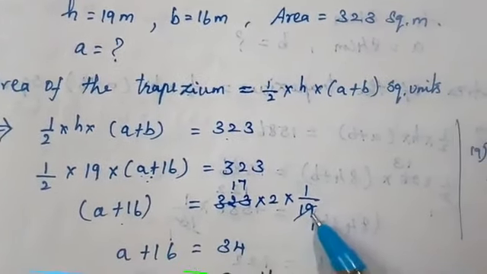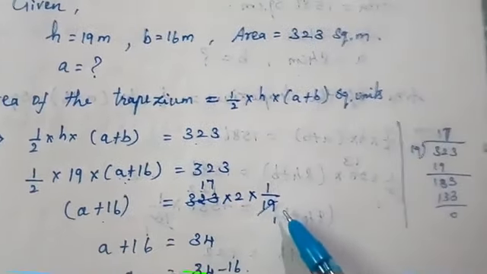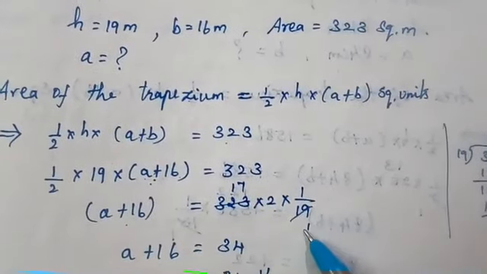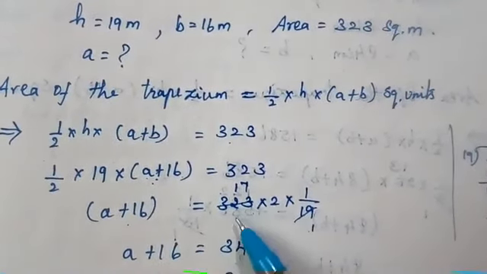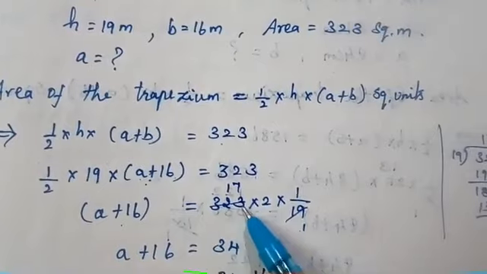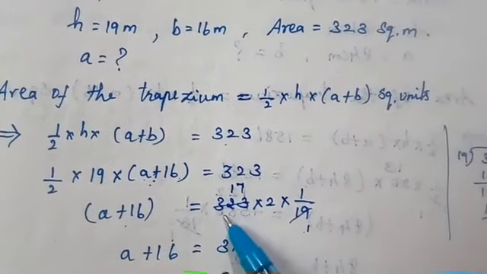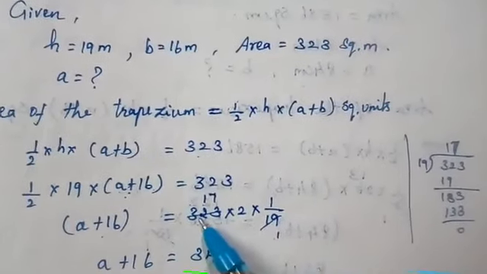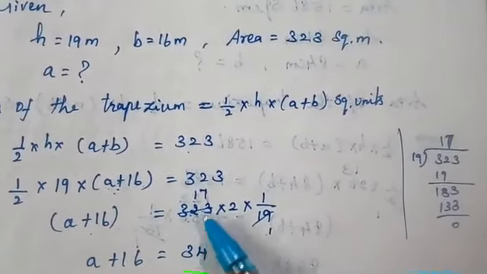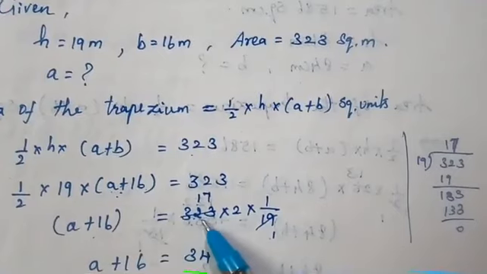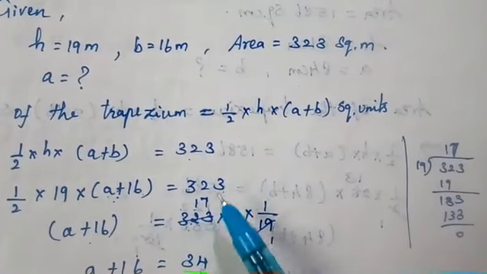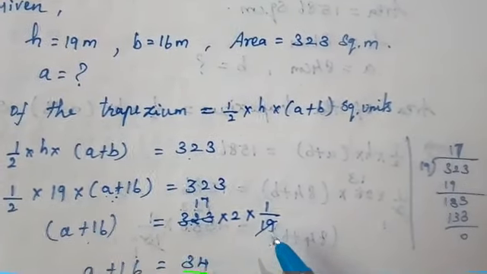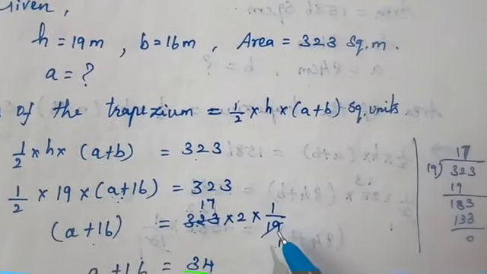So 19 is a prime number, the 19th table is possible. So you have to check 323 by 19, it is 17 times. How you have to check it is, first 32 you have to consider how many 19s are there, one time. Then balance is 13, so that is, put 0 in front of this number, that is 133, so 7 times. 19 into 7 is 133.